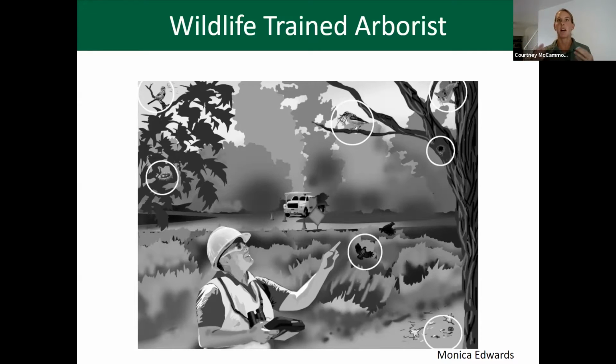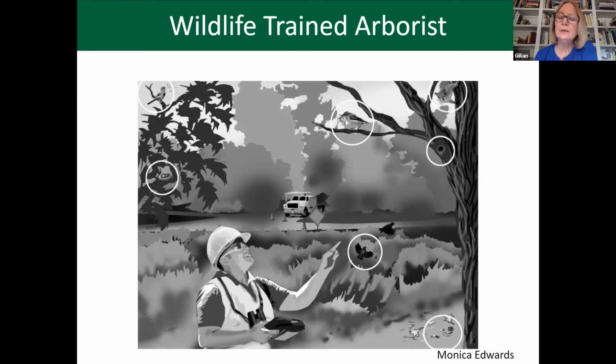It really is dependent on environmental factors. So sometimes the birds cooperate and I can do a nesting bird survey from afar, and sometimes they're not cooperating and I just walk straight up to the tree and do a visual inspection. Hopefully that answered that question.